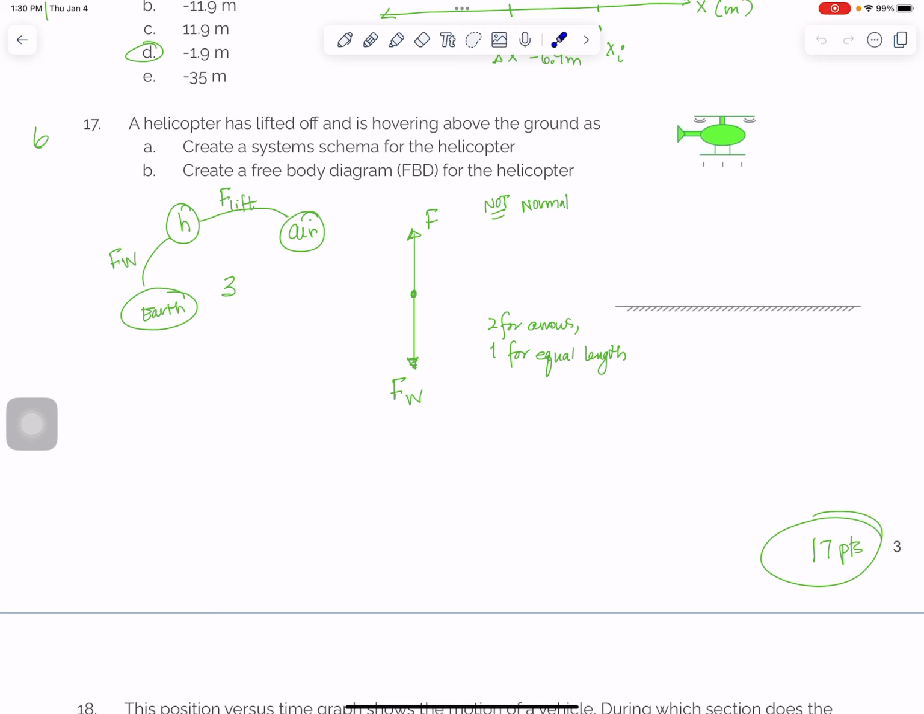So you needed to have a free body diagram. Downward force is FW. Upward force, you could just label it F. So you got 2 points, 1 for each arrow, and 1 point for them being equal length. They have to be equal length, otherwise it's not hovering. So the total for this page was 17 points.